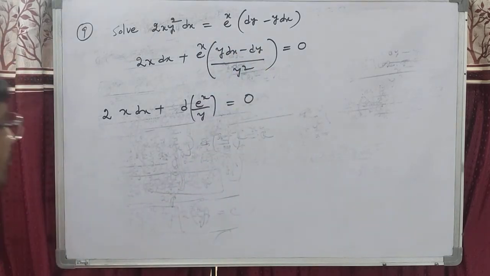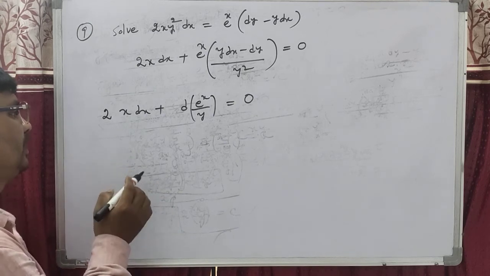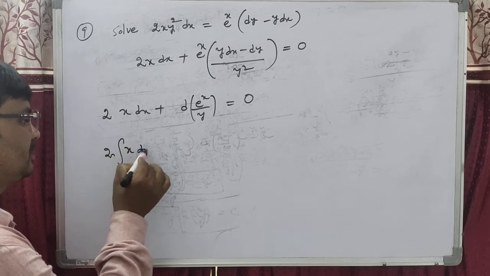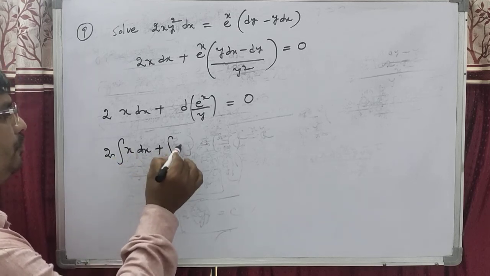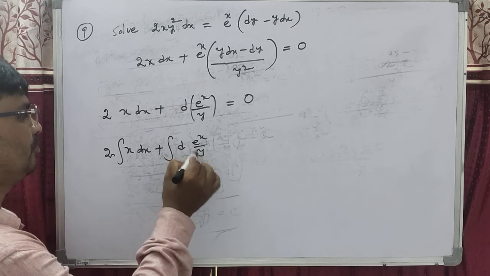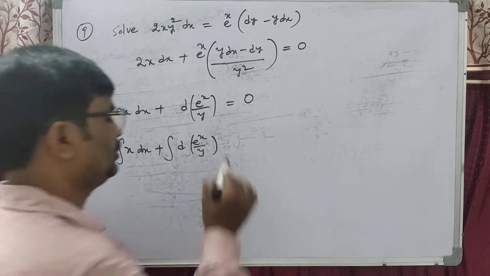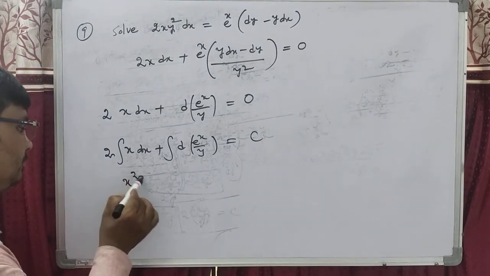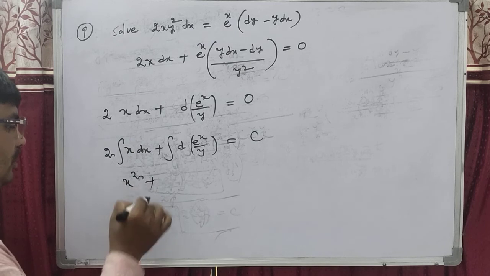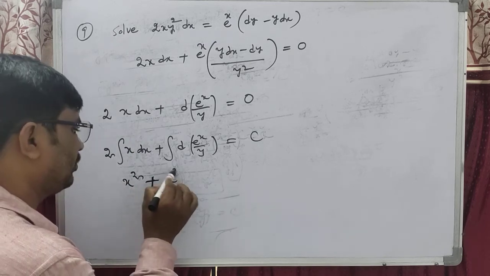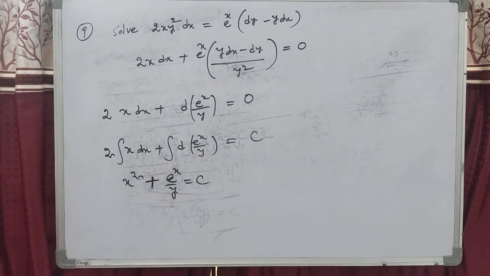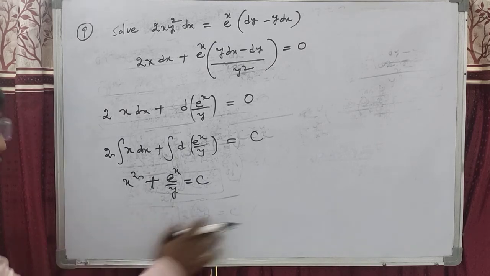After that, apply the integral on both sides, my dear students: 2 into the integral of x dx, plus the integral of the derivative of e power x by y. The integral of 0 is the constant c. Now x square by 2, the 2 cancels, and e power x by y equals c. Directly we got x square plus e power x by y equals c. Okay, write down.